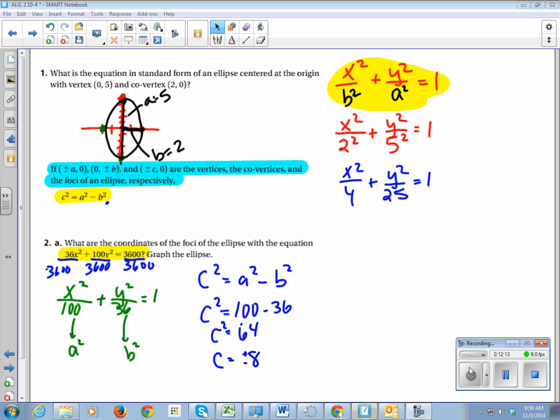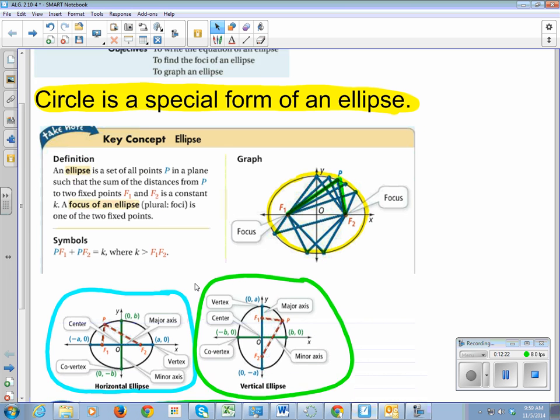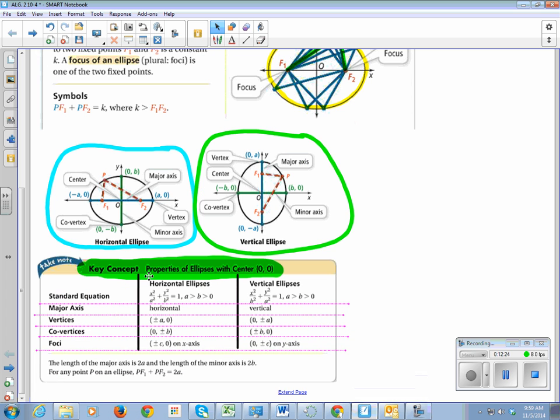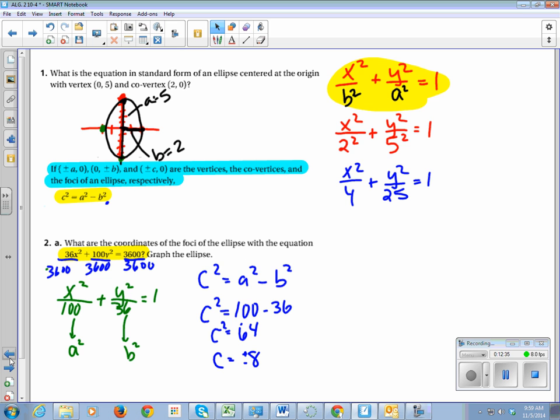Now it says write the coordinates. Let's go take a look at our little chart to see when the x-axis is our major axis, then our foci is plus or minus c comma 0, and it's on the x-axis. So we're going to write foci plus or minus 8 comma 0.